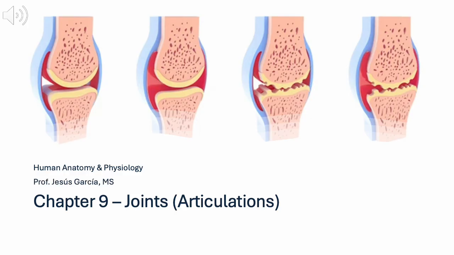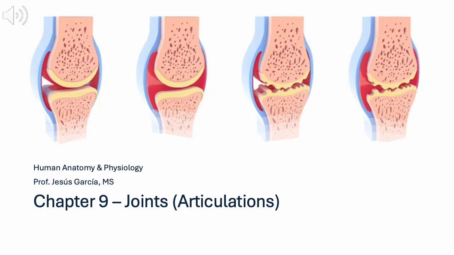Welcome, everyone. Today we're starting our chapter on joints, also known as articulations. In this chapter, we'll explore how bones connect with one another and how these connections allow for the wide variety of movements we see in the human body, from the flexibility of your fingers to the stability of your skull. Joints are essential not only for mobility, but also for stability and support. We'll look at how joints are classified, how they function, and the anatomical features that help protect and stabilize them.